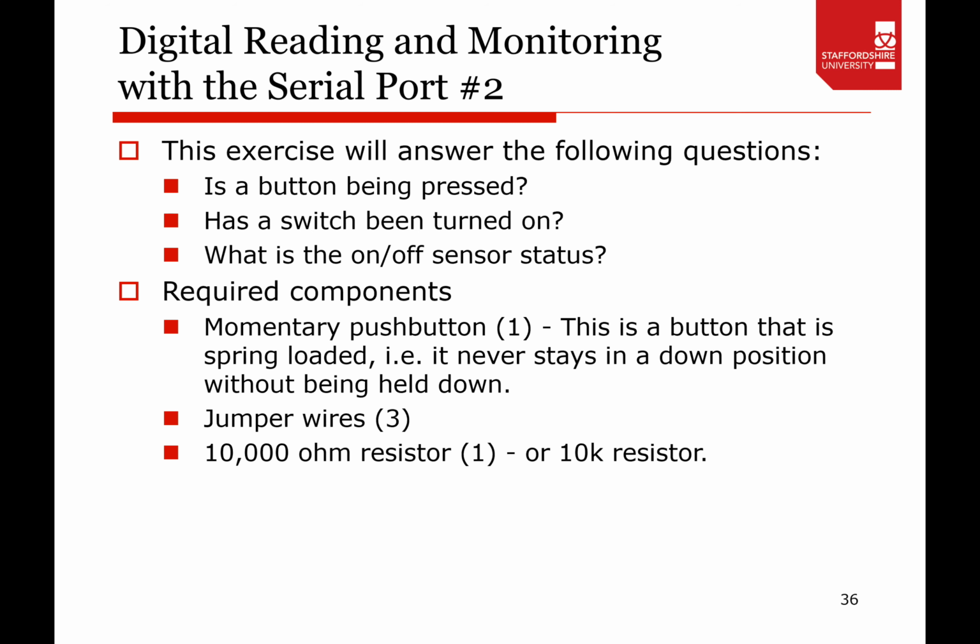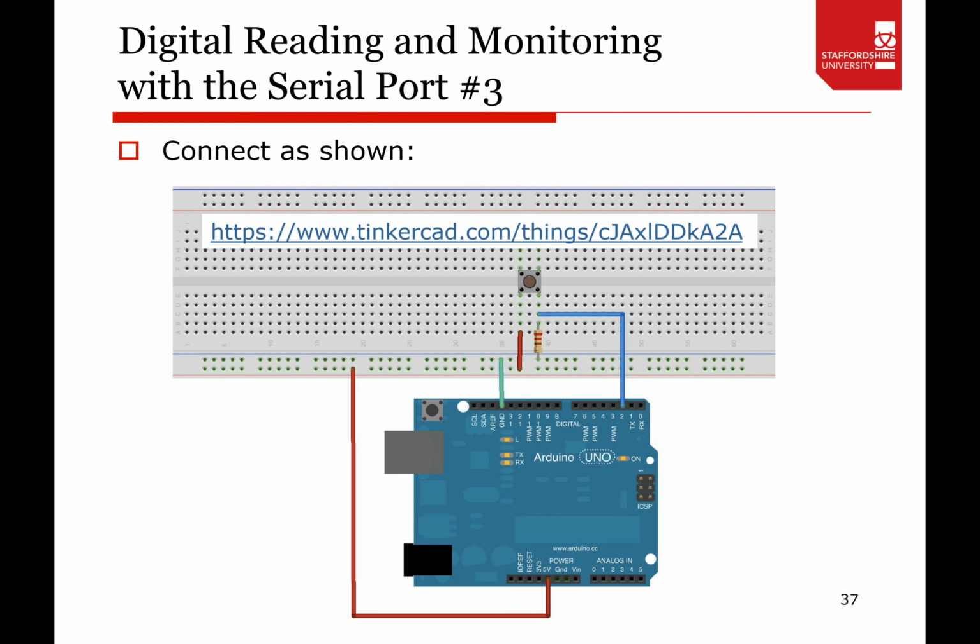So these are the components that are required. A push button, which is pushed on and then let go afterwards, so it never stays in the down position. Jumper wires and a 10K resistor. So the circuit is set up as shown.